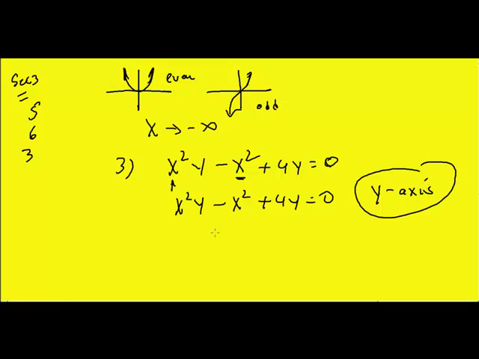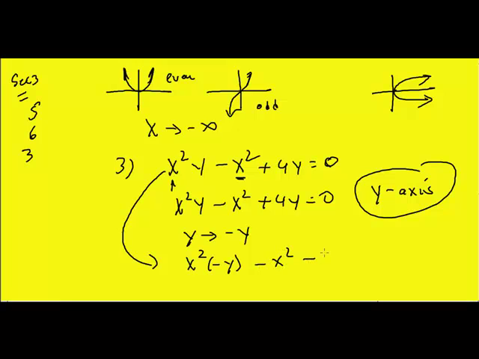Okay, we're checking for the x-axis. A graph like this is symmetric to the x-axis if this time we replace y with a negative y and get the same thing. So here we go. Let's replace y with the negative y. This now turns into x squared times negative y minus x squared plus 4y is equal to 0. Clean it up. You're going to get negative x squared y, minus x squared plus 4y.